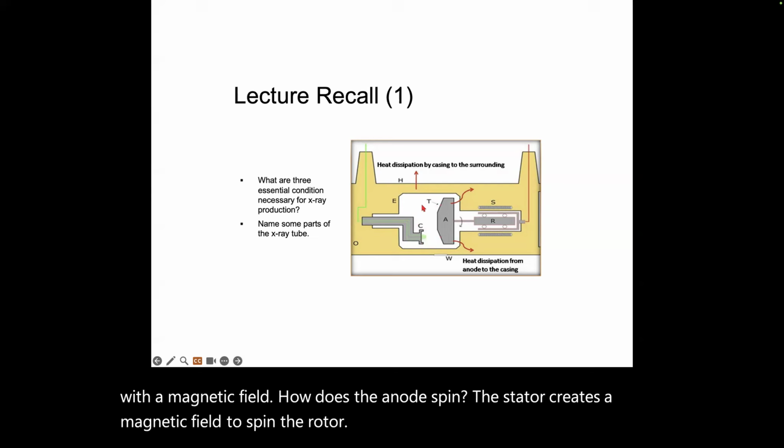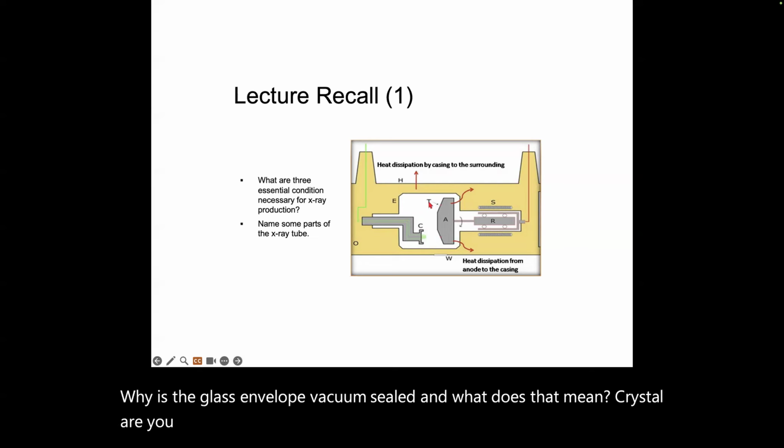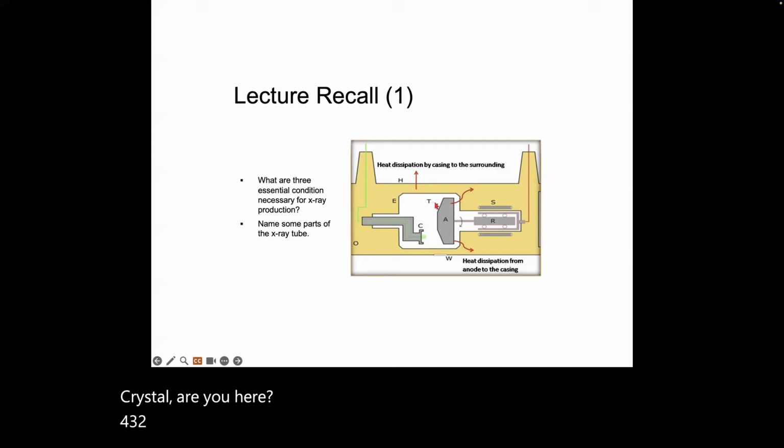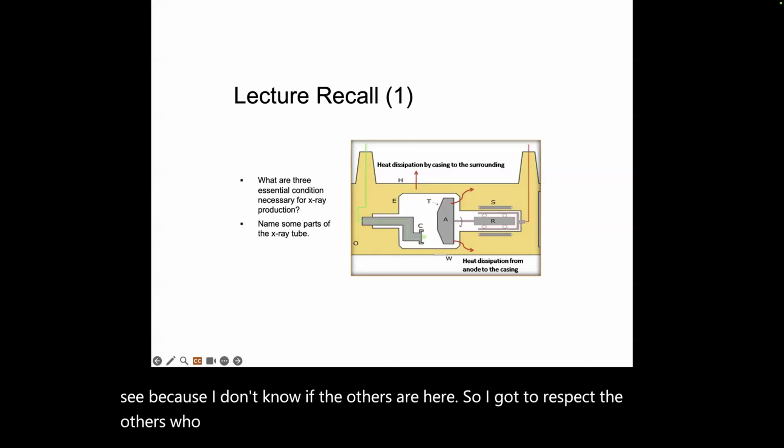Why is the glass envelope vacuum sealed, and what does that mean? Crystal, are you here? Lee, are you here? Yes, I'm here. Oh, I meant Christian Lee. So sorry. All right, I'm gonna go with mainly the people who I can see, because I don't know if the others are here. So I gotta respect the others who put their cameras on. So let me see.